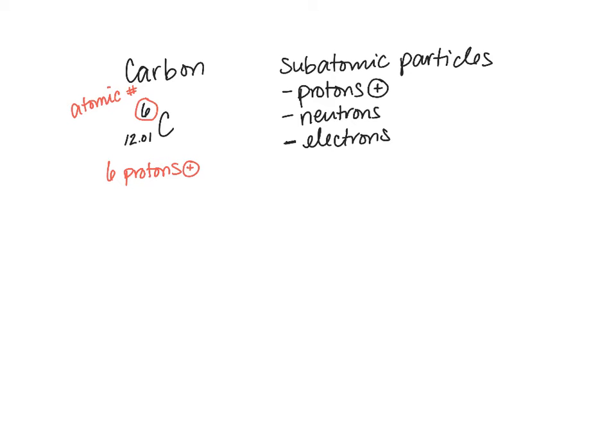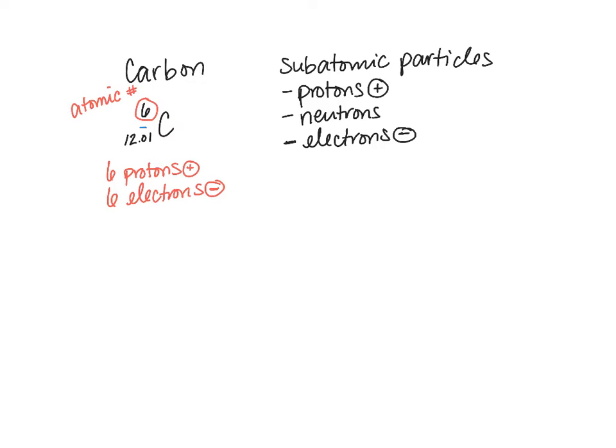Now, this atomic number also tells us how many electrons an atom of the element has as well, because in neutral atoms, the number of protons is always equal to the number of electrons. So electrons are negatively charged, and so the charges have to cancel out. So for each proton, there has to be an electron. So an atom of carbon has 6 electrons. And once again, I like to put a little minus sign next to it to remind myself that they are negatively charged subatomic particles.